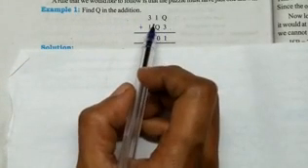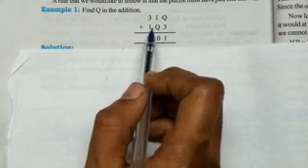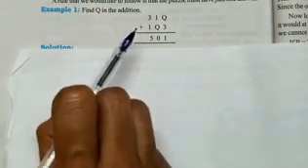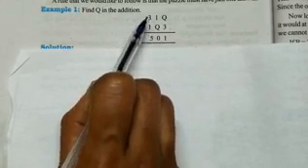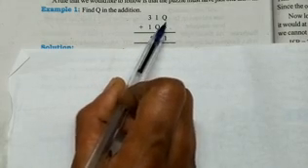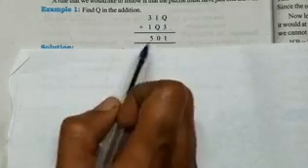Now let's see example 1. Find Q in the addition. The question is 31Q plus 1Q3. The answer is 501. By adding these two numbers, the answer will be 501. What will come in the place of Q? We have to find that.